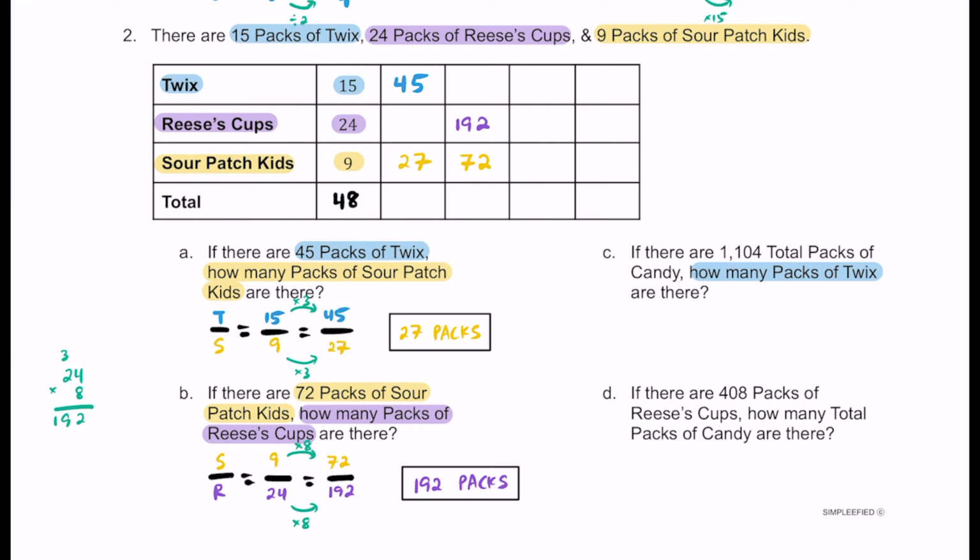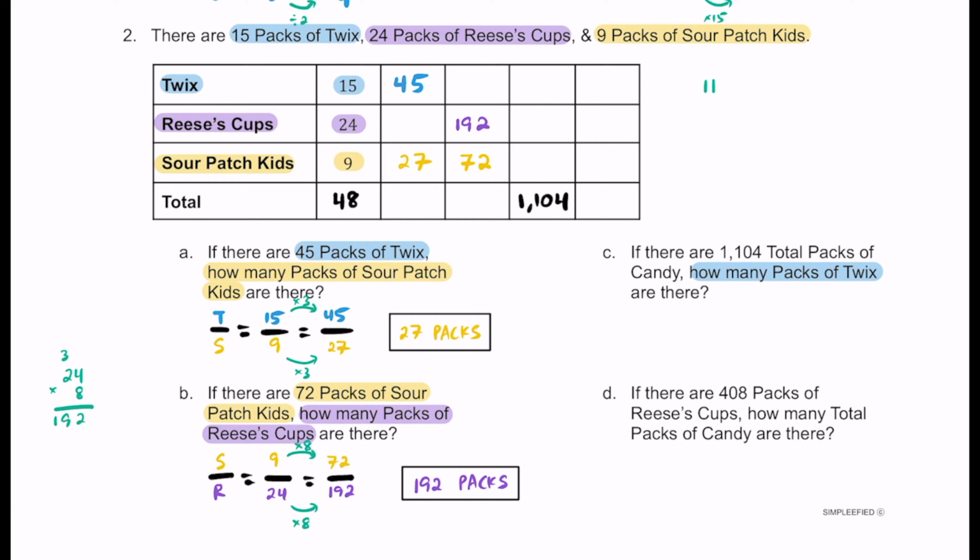All right, for part C, we're being told that there's 1,104 total packs of candy. So I'm gonna put that over here as 1,104 of these total packs. The question is how many Twix would there be? So that's gonna be this blank over here. We can figure out maybe how does 48 become this 1,104. To figure out how many times it fits in, we should maybe do a little bit of long division. So I'm gonna go ahead and do that. This 1,104 divided by 48. I think that's going to go in nicely. Let's go ahead and do it on the side here.